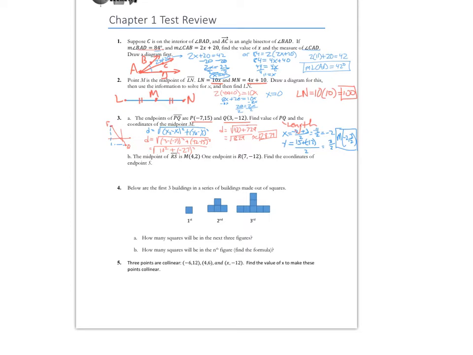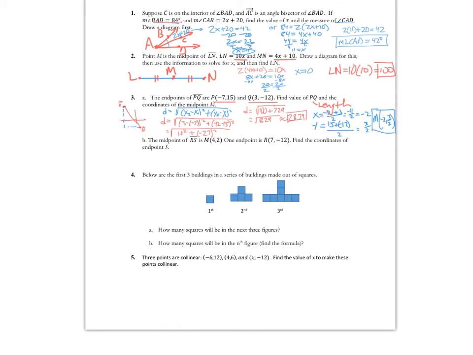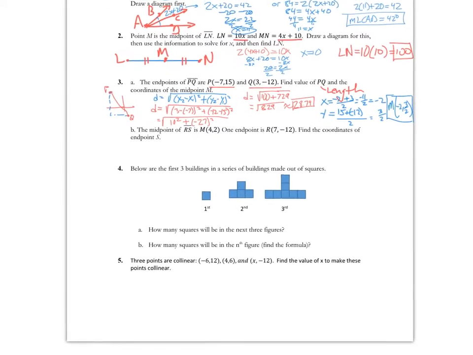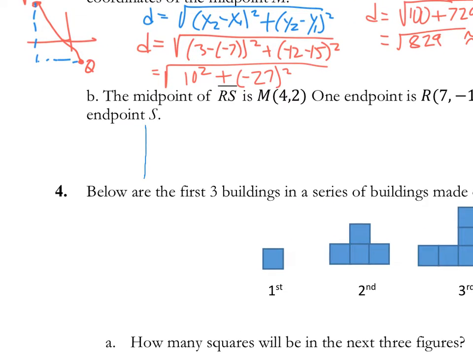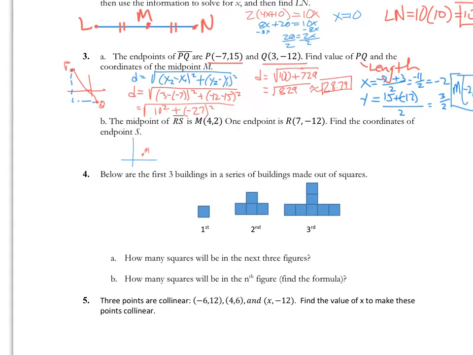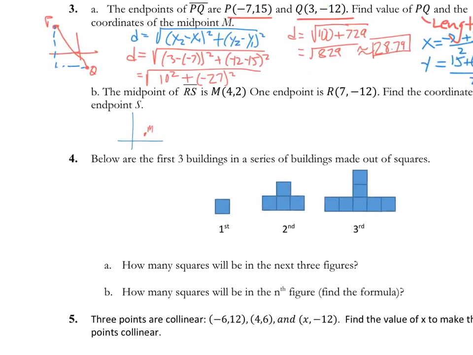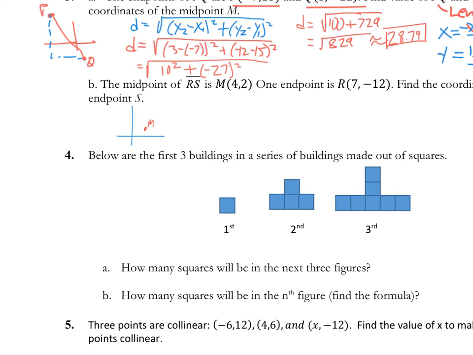Distance and midpoint. So now if we have a different situation, we've got a midpoint of RS at 4, 2. Now a little picture might be helpful here. So we have RS as a line segment. And we know at 4, 2 is the midpoint. Then one of the endpoints is at 7, negative 12. So 7, negative 12, well, that's somewhere down here.